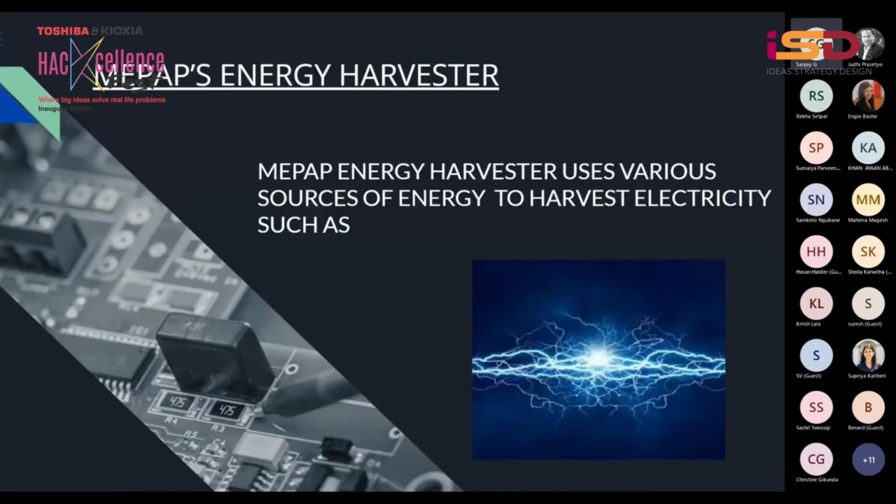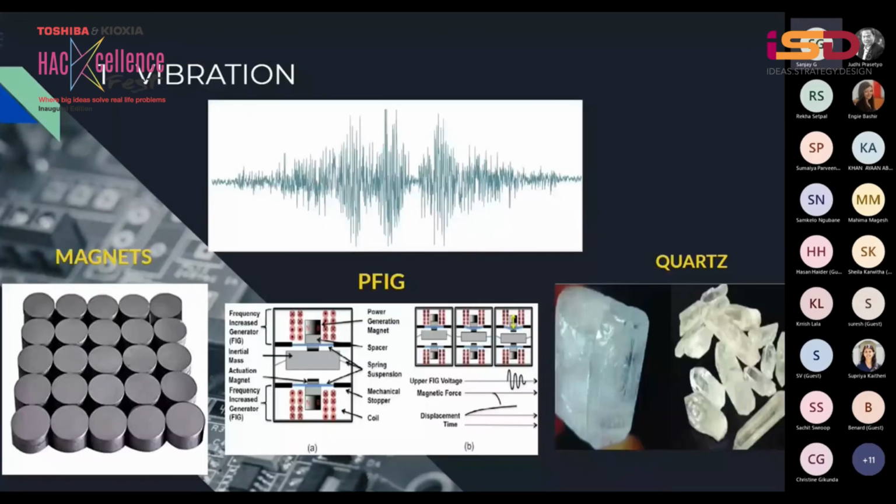MEPUP has two parts, as the name suggests. The MEPUP energy harvester uses various sources of energy to harvest electricity, such as vibration using magnets, a parametric frequency increase generator, quartz crystal, and thermal energy using the Seebeck effect with the help of thermo elements with metallic strips.